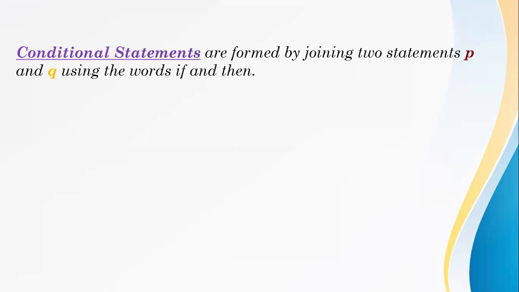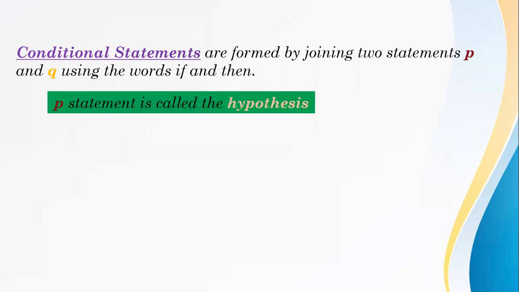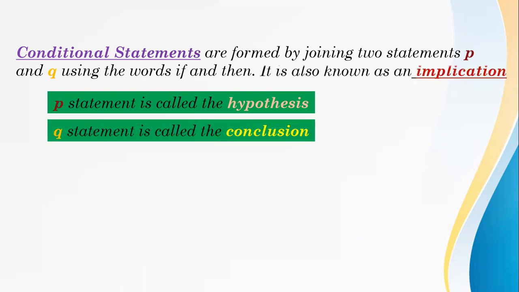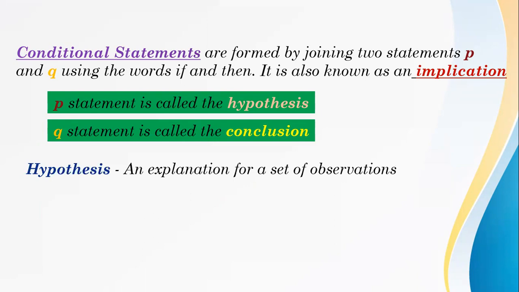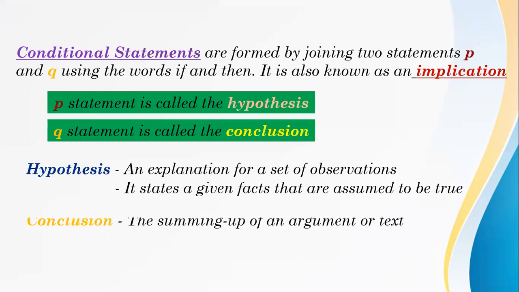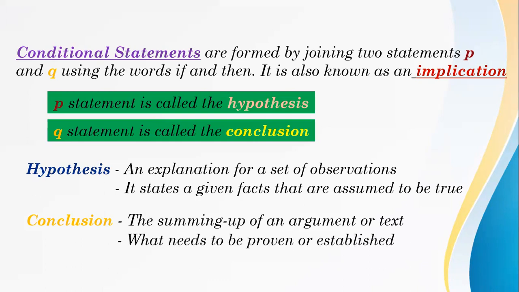Conditional statements are formed by joining two statements, P and Q, using the words if and then. P statement is called the hypothesis, and Q statement is called the conclusion. It is also known as an implication. Hypothesis, an explanation for a set of observations. It states given facts that are assumed to be true, while conclusion, the summing up of an argument or text, or what needs to be proven or established.